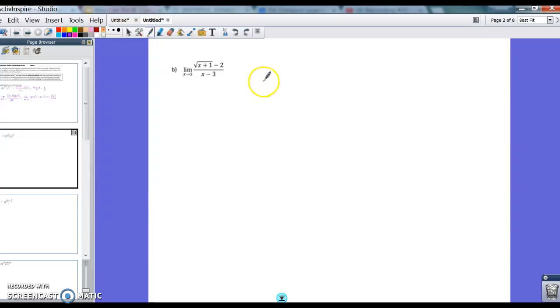Okay, let's look at example number 2. If I did direct substitution into this one, that would give me square root of 3 plus 1 minus 2 over 3 minus 3. That's going to give me square root of 4 minus 2 over 0. So that's going to give me 0 over 0 as well.